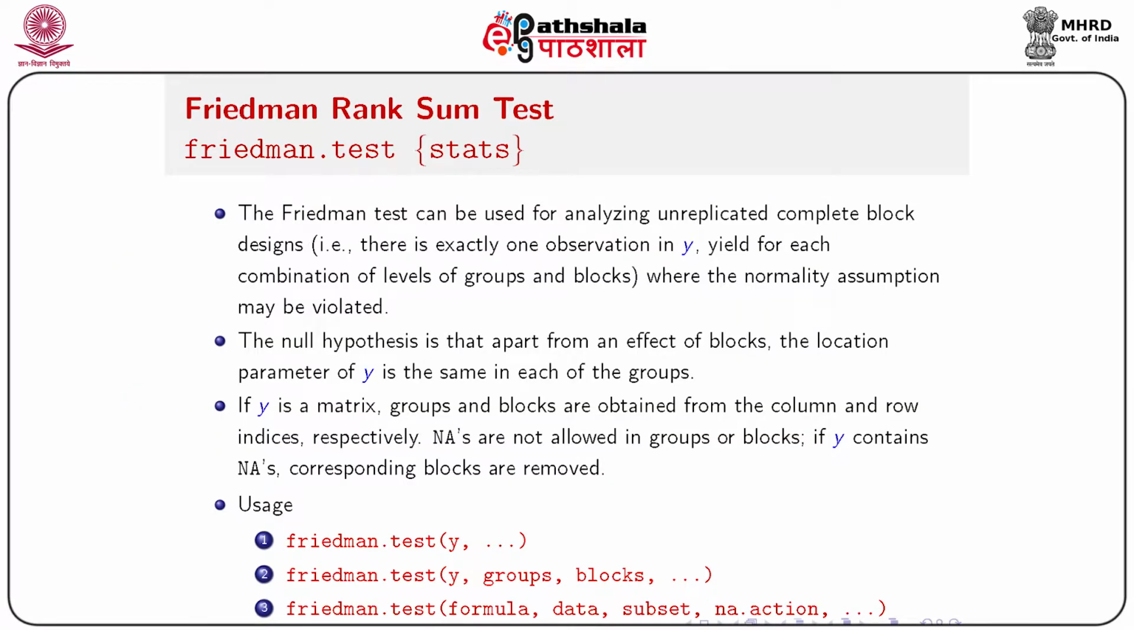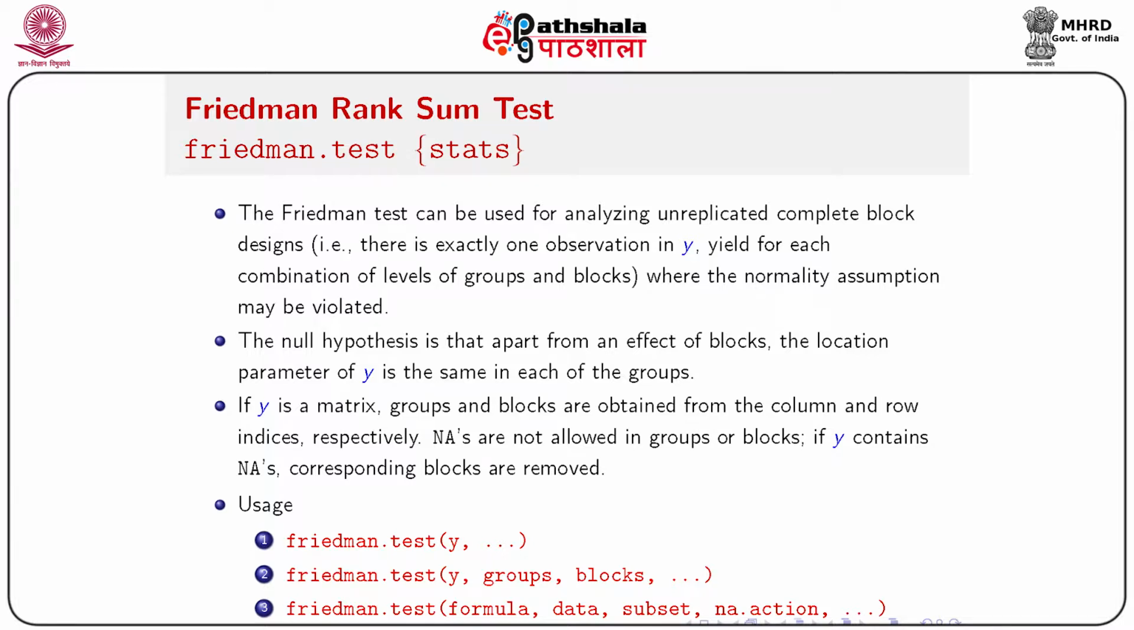In this module, we will discuss a few more non-parametric tests. It's a continuation of the previous module. We'll start with the Friedman rank sum test. The Friedman test can be used for analyzing the unreplicated complete block design. For example, there is exactly one observation in Y for each combination of levels of groups and blocks, where the normality assumptions may be violated.